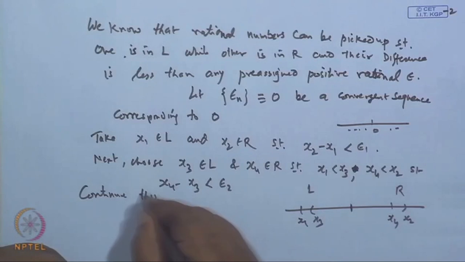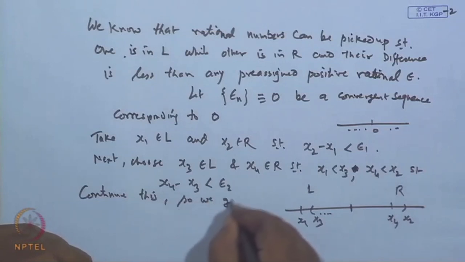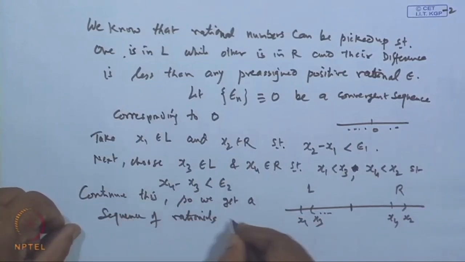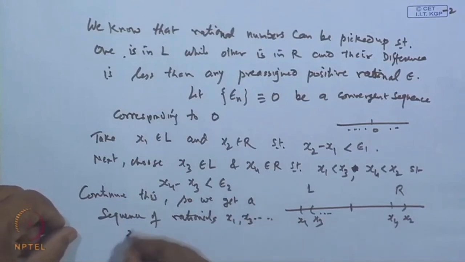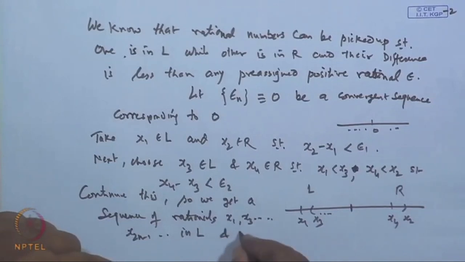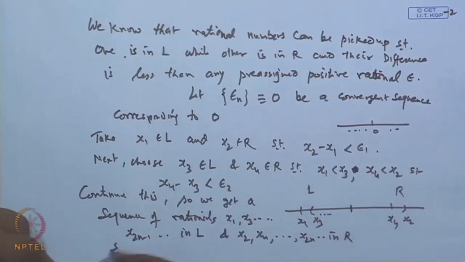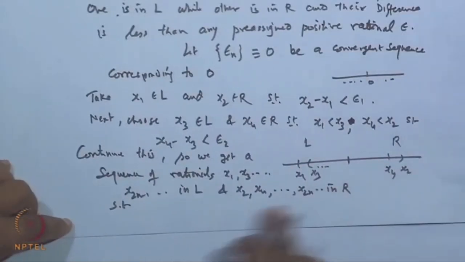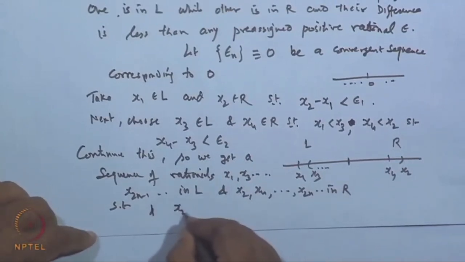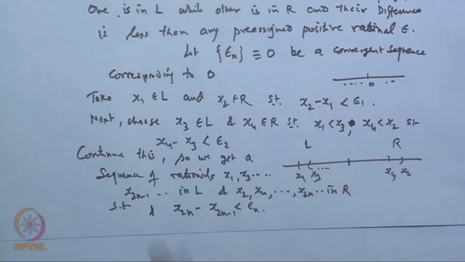So, if we continue this, then what happens here? We are getting a sequence. So, we get a sequence of rational numbers x 1, x 3 and so on, x 2 n minus 1 and so on, in L, and x 2, x 4, x 2 n in R, such that the difference x 2 n minus x 2 n minus 1 is less than epsilon n. We are choosing in this way, sir.